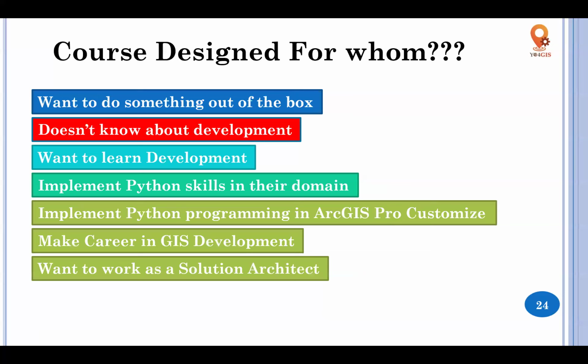Who is this course designed for? Basically, this course is designed for those who want to do something in GIS. I can understand you are here because you definitely want to do something different in your domain in GIS. Otherwise, very few people have that much courage to learn new things. If you are here, it really means you are great, because you want to learn something.